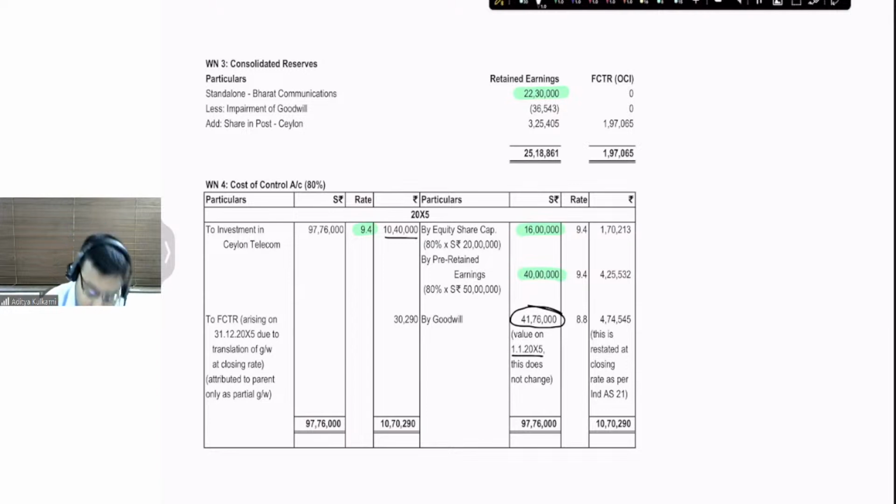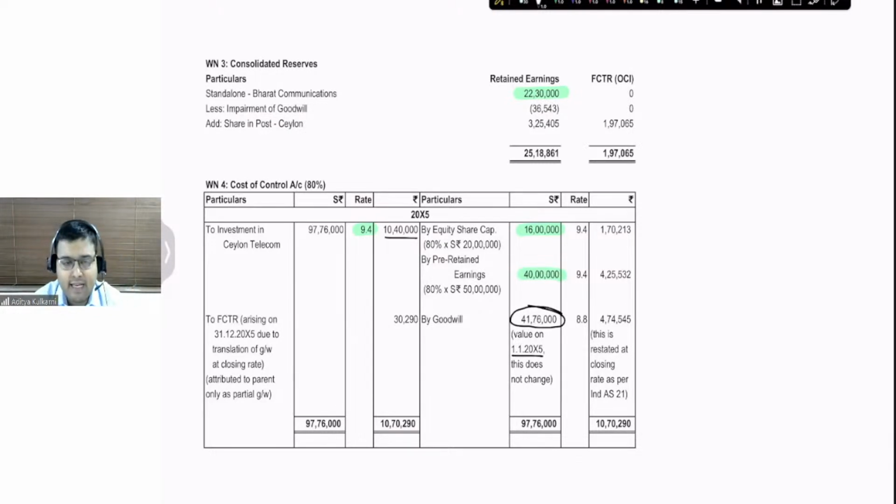Remember, this value does not change. 41,76,000 remains at 41,76,000. It can change only under two circumstances. One is measurement period concept under Ind AS 103. That is not applicable now because we have completed more than 1 year of investment. The second one is impairment. So impairment we will have to go ahead and look at the data which is given in the question. As of now, in 20x5 there is no impairment, 41,76,000 we record, but we will have to translate it.